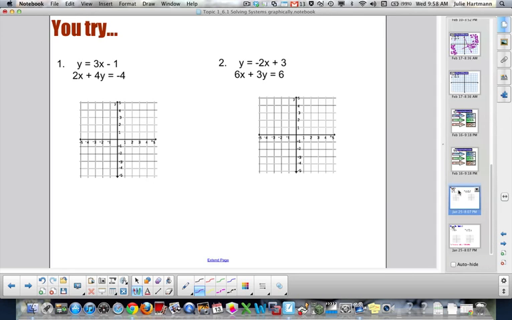Next. Here you have some U-tries, okay? Go ahead and try those, graph both equations, find the point where they meet, write your solution, and check your work. Okay, so really make sure you check your work on these when you're done. And that's it.